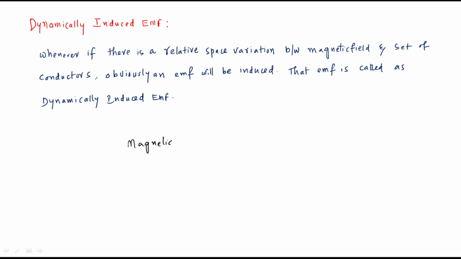So we all know that for dynamically induced EMF, the magnetic field is steady, and the conductors are rotating. This is the basic scenario of dynamically induced EMF. Whenever there is a relative space variation, only then do we have dynamically induced EMF, right? In order to explain that, I have a theory. For that, first I would like to take a steady magnetic field.